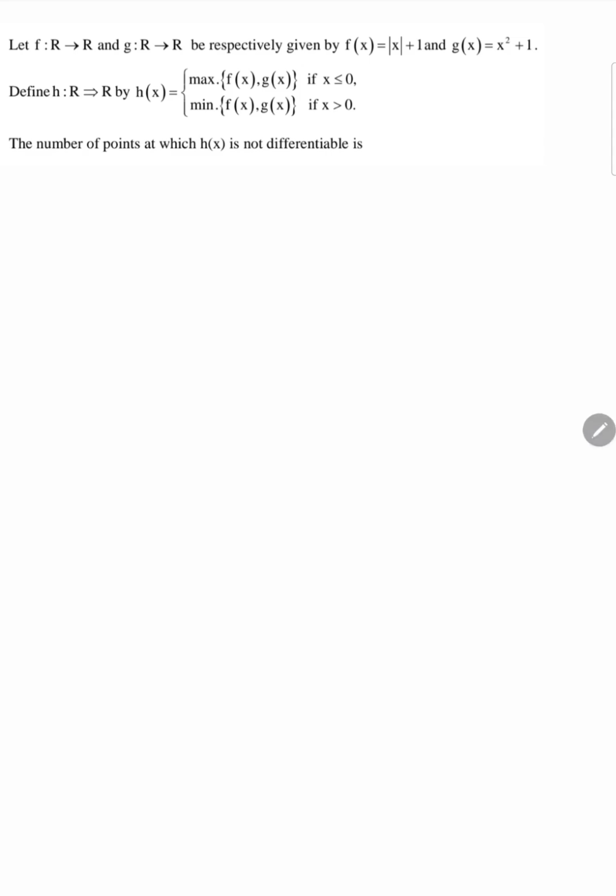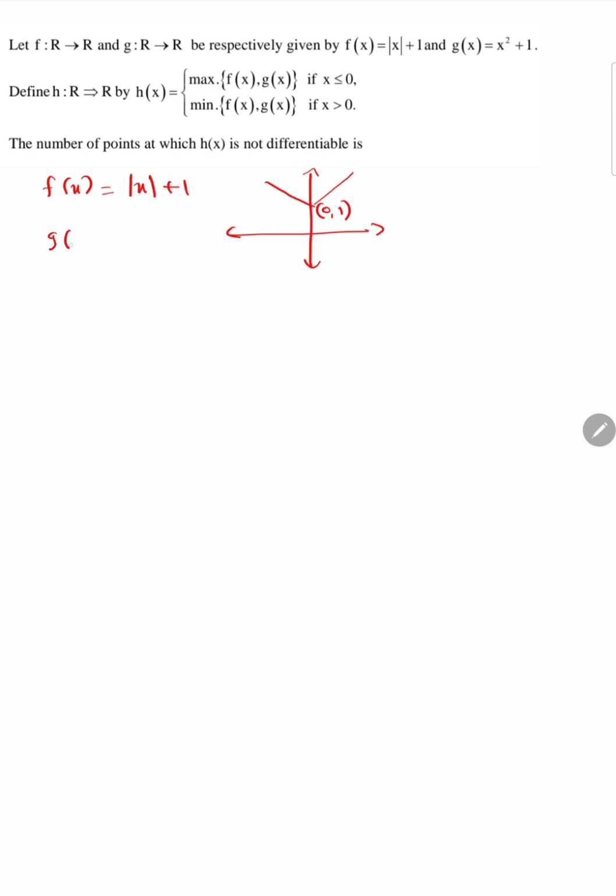So how to solve this question? The first thing is to know about f of x and g of x. For that, let us draw the graph of f of x. Our function f of x is mod x plus 1. This is the graph of mod x, and the mod x plus 1 graph will be like this. I'm drawing the mod x plus 1 graph first. This point is 0, 1. I hope that you all know this graph. It's very easy.